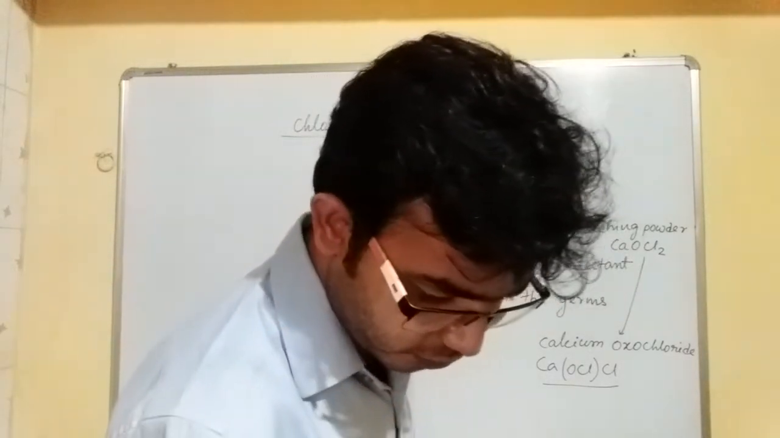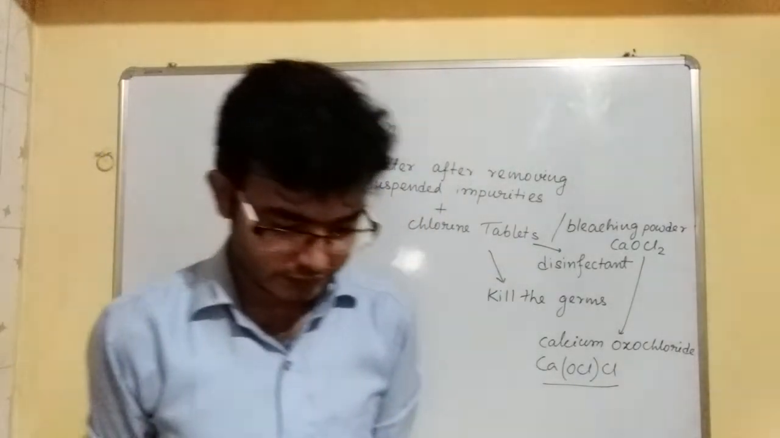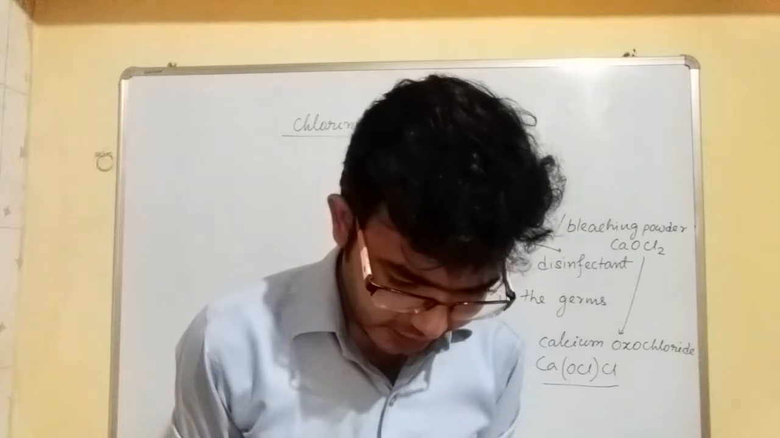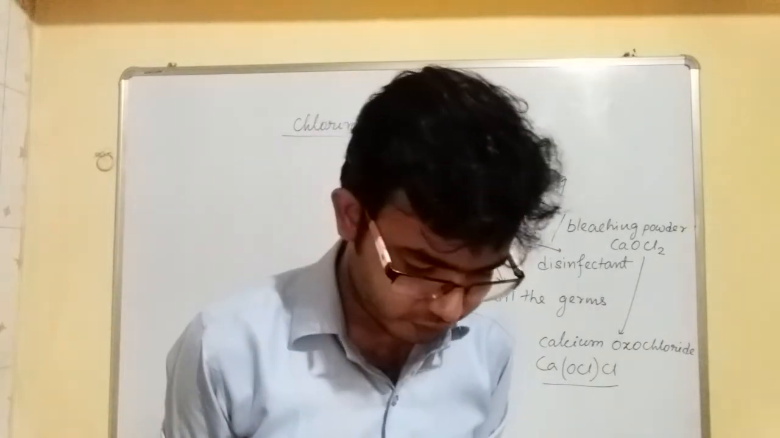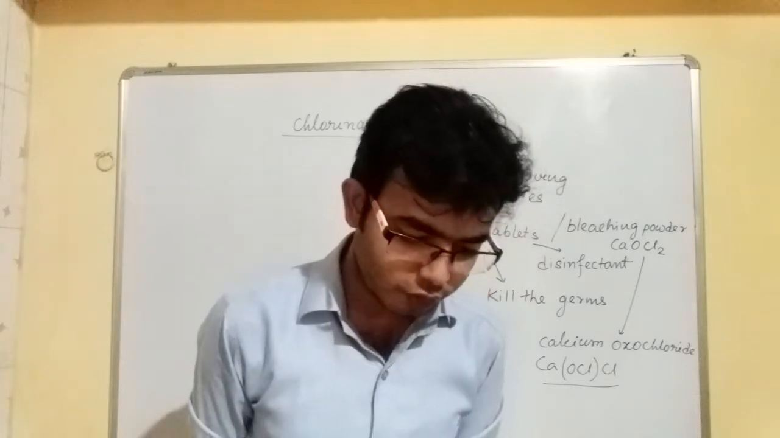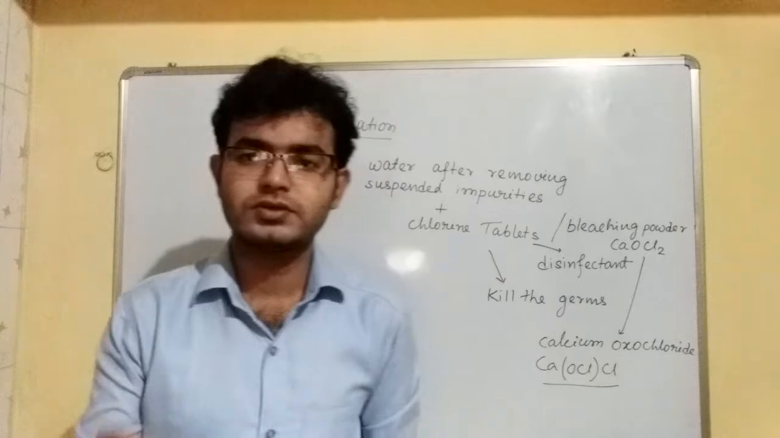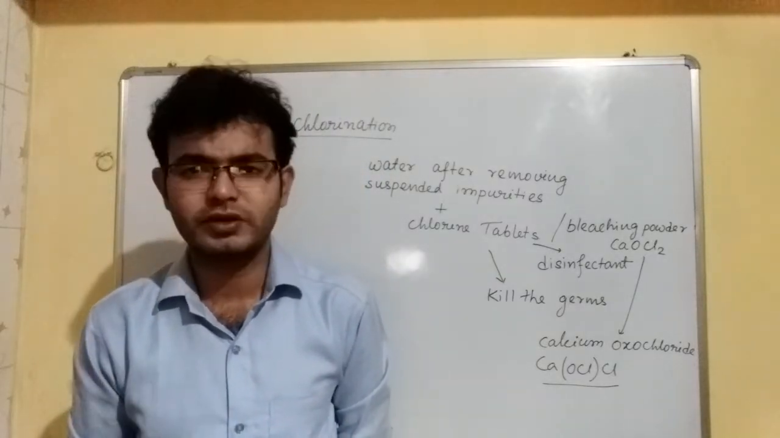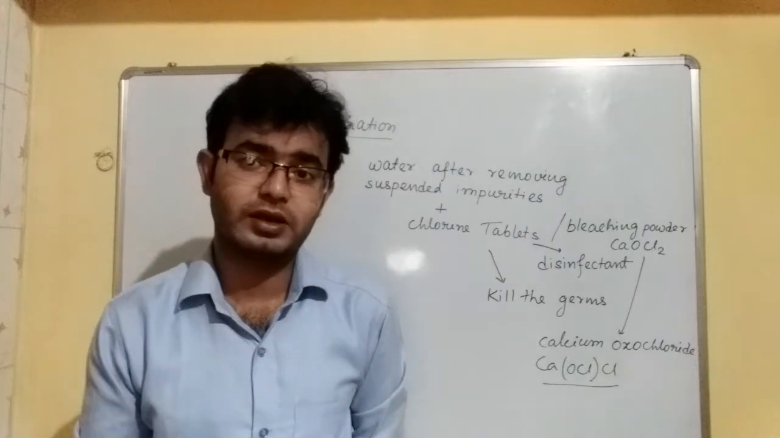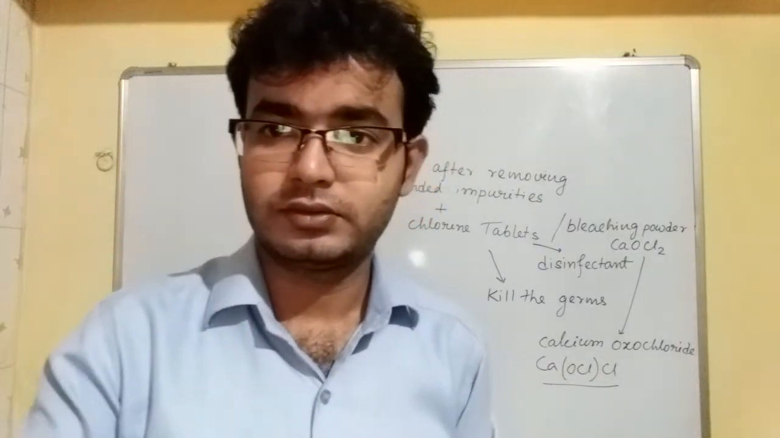So let me read from our book: this is a chemical method for purifying water. It is done by adding chlorine tablets or bleaching powder to water. We should not use more chlorine tablets than specified. We should use a sufficient, adequate amount of tablet, which will kill the germs but will not harm us.